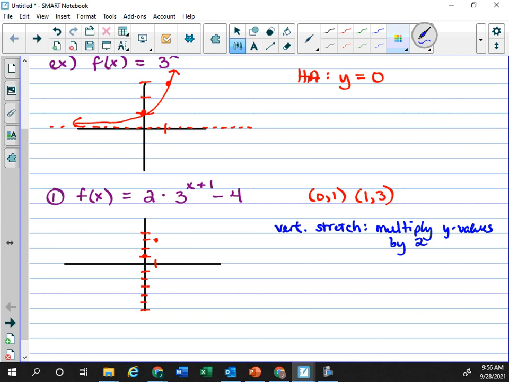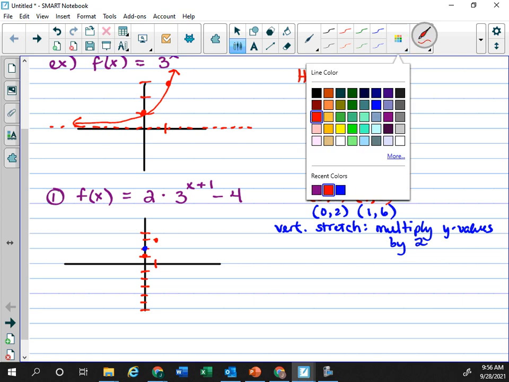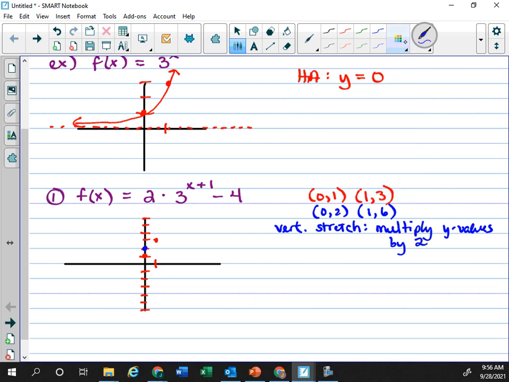So I started with these points (0, 1) and (1, 3). If I multiply my y values by 2, I'll have (0, 2) and (1, 6). So I'm going to plot those dots in blue just so I can see them. So there's (0, 2), and (1, 6) is way up here. Okay.